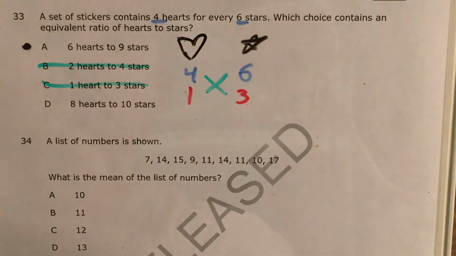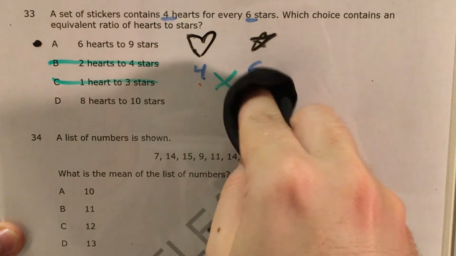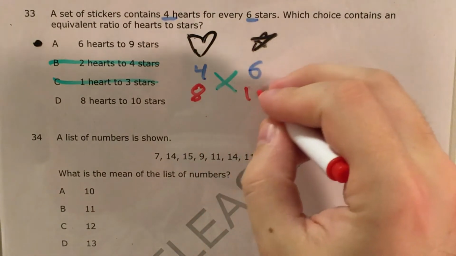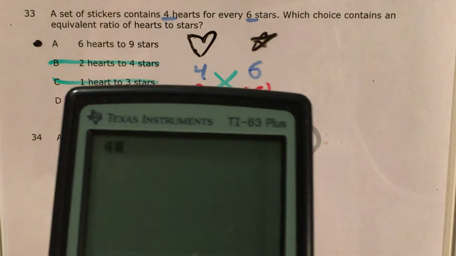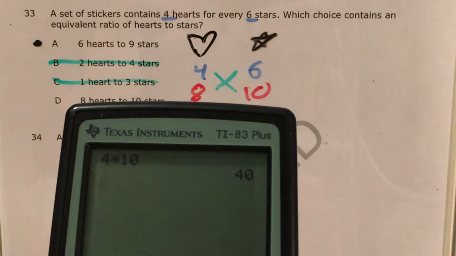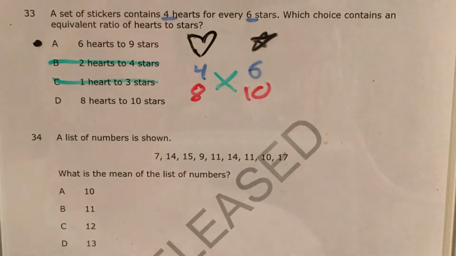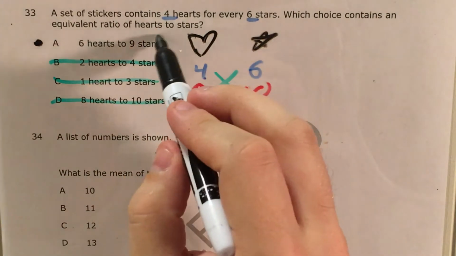And finally, I'm going to test choice D, 8 hearts and 10 stars. 8 and 10. Top left times bottom right, 4 times 10 gives me 40. Bottom left times top right, 8 times 6 gives me 48. These are not the same number. So, choice D can't be my answer, and the only reasonable option left is choice A.